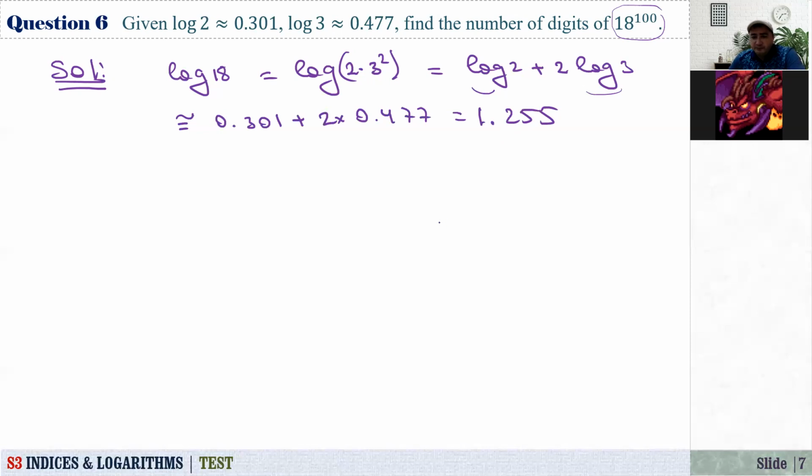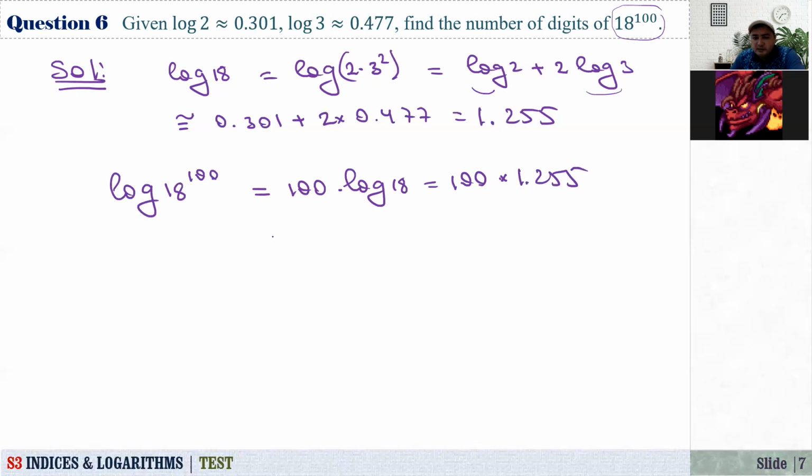This is log 18 to the power of 1. Now, what is log 18 to the power of 100? That's equal to 100 times log 18. That's equal to 100 times 1.255, which is equal to 125.5.